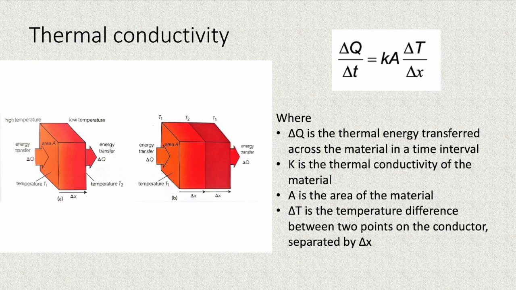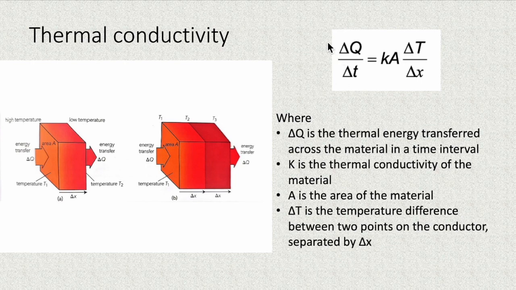To quantify the amount of energy conducted through different materials, the term thermal conductivity is used, whose symbol is K in this formula that is given in the data booklet in section B1. It is defined as how good a thermal conductor is at transferring energy through itself when it is in steady state. So this diagram shows the explanation of this formula over here.